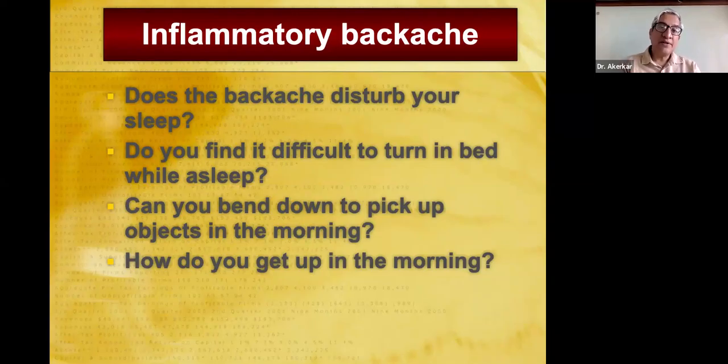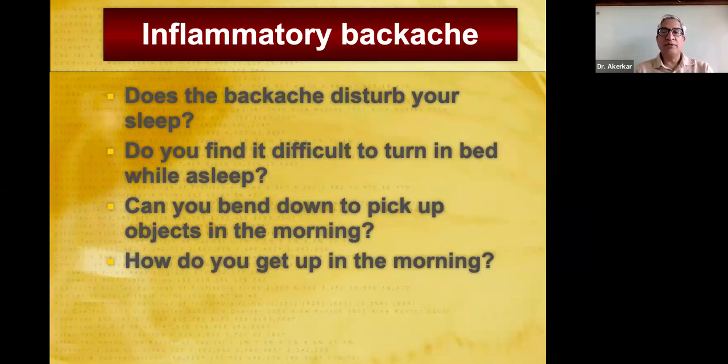Do you find it difficult to turn in bed while asleep? रात को एक बार सो गए, करवट बदलने में क्या दर्द होता है, नींद खुलती है, that is suggestive of inflammatory backache for the reasons we just discussed. Morning stiffness, so many times patient will not understand the meaning of morning stiffness. So what you can ask is, can you bend down to pick up objects once you get up in the morning? And that is how they tell you, first half an hour I'm just not able to do that.